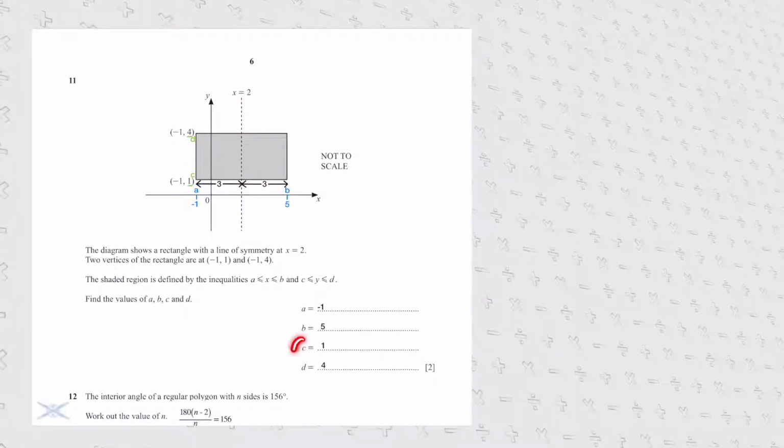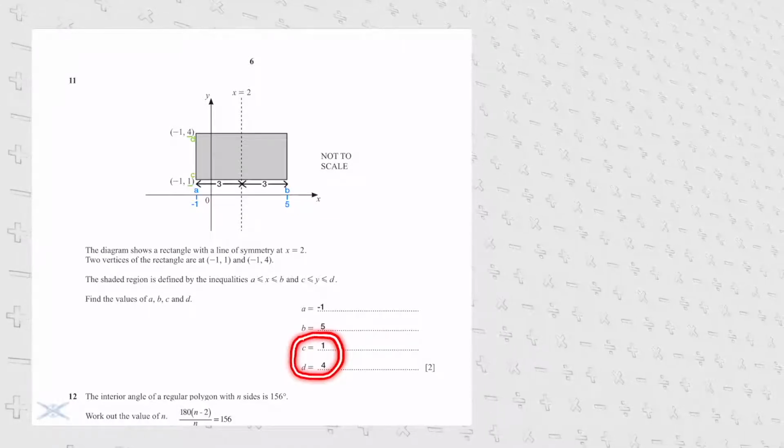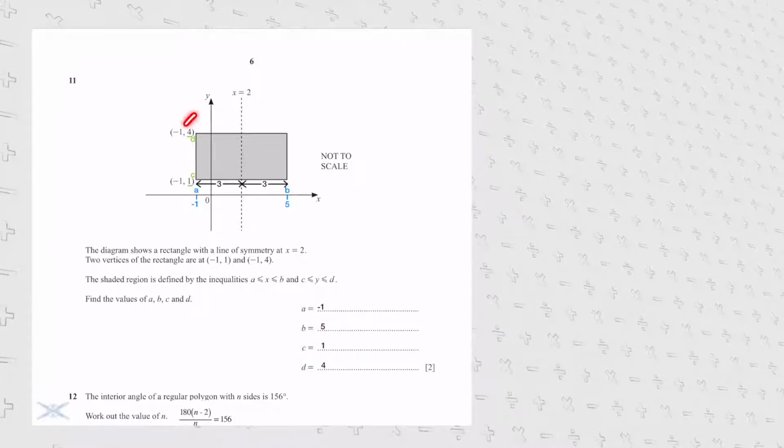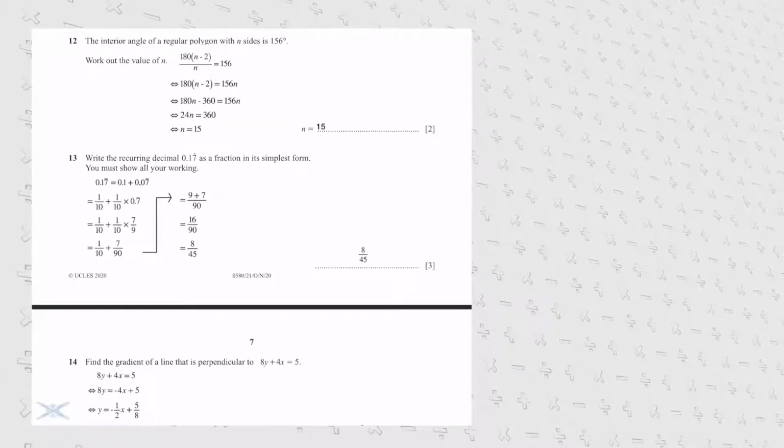Now, it can be argued that receiving the values for c and d is the simplest part of this exercise, since we just need to take a look at the y values of both of the points that are given in the exercise. From there, let's move on to exercise 12.